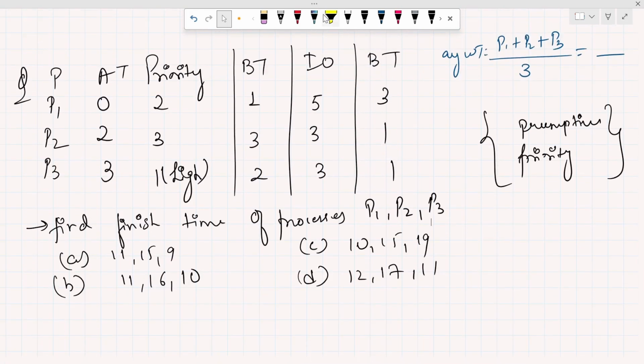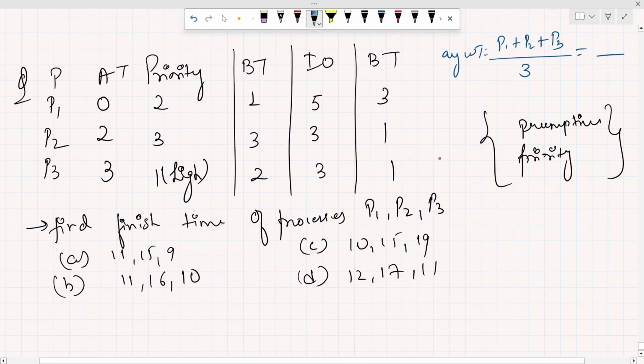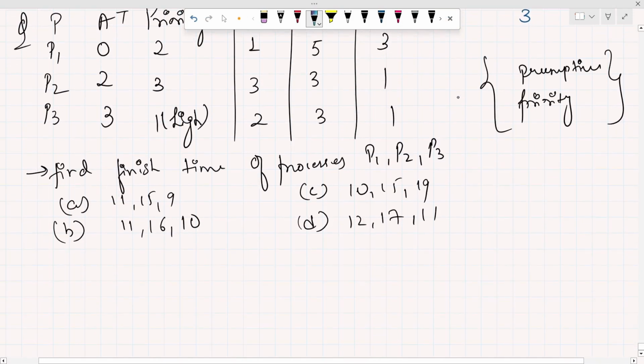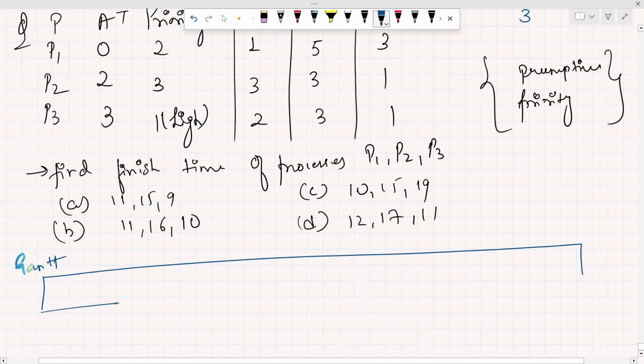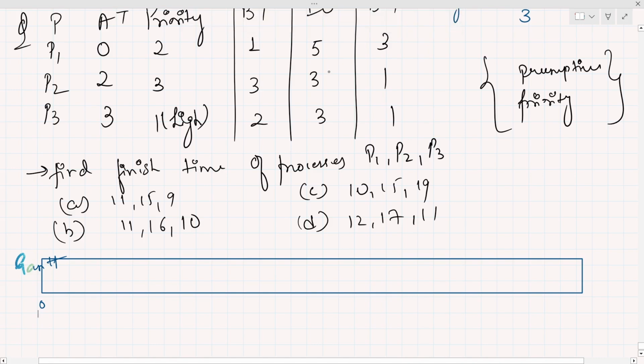For solving this type of question, what we need is a Gantt chart. Without a Gantt chart you cannot solve this question. So we have to make a Gantt chart. So this is a Gantt chart. Now at arrival time 0.